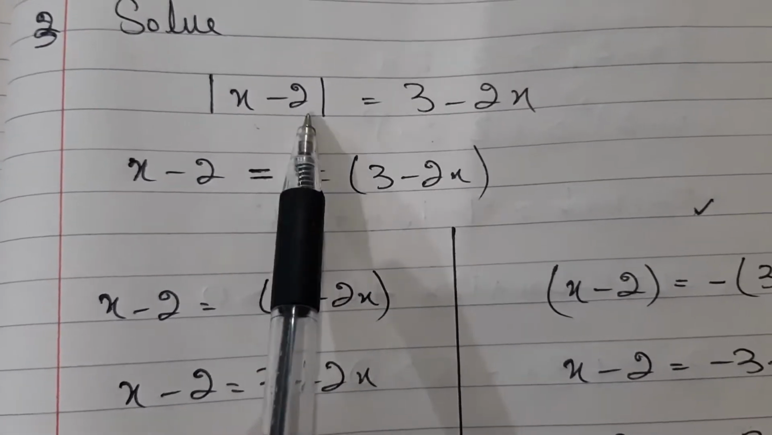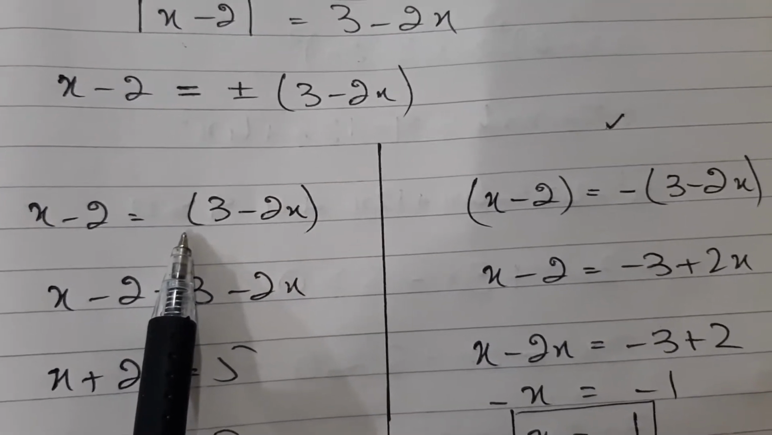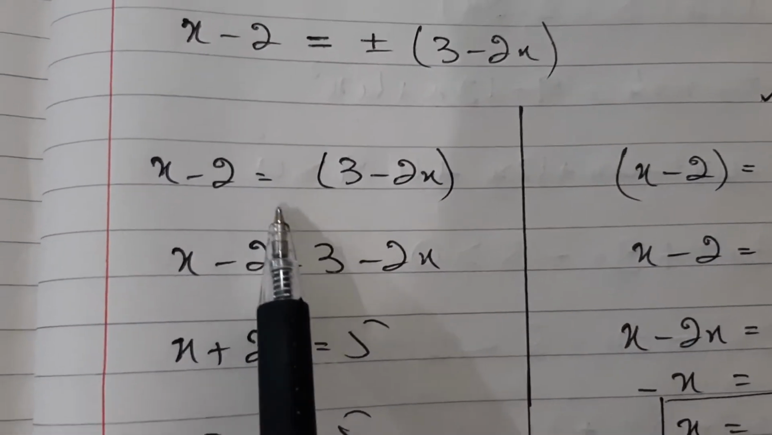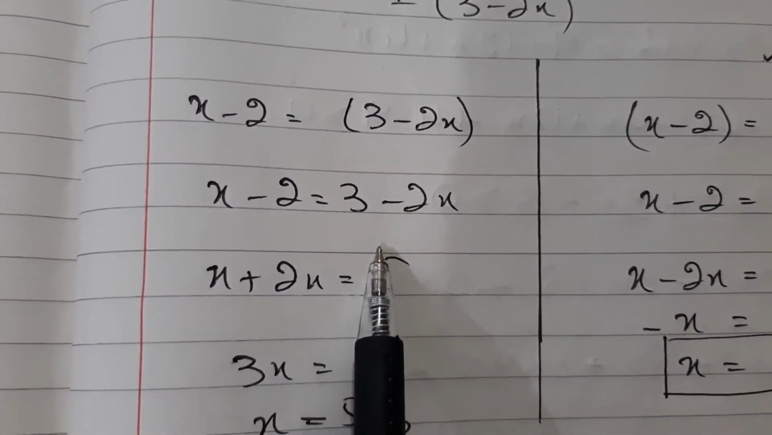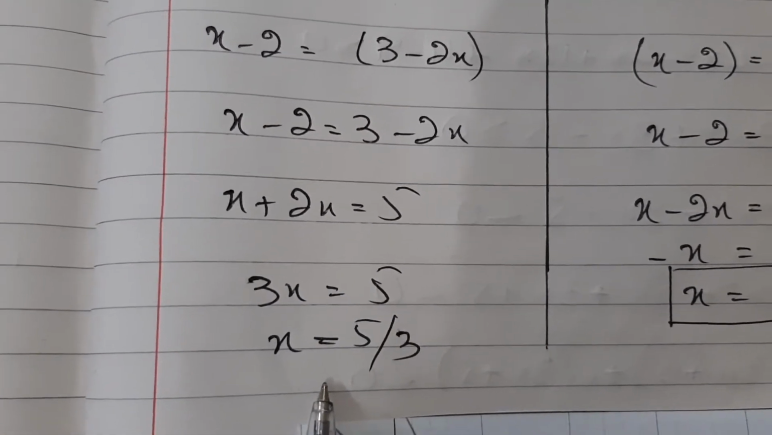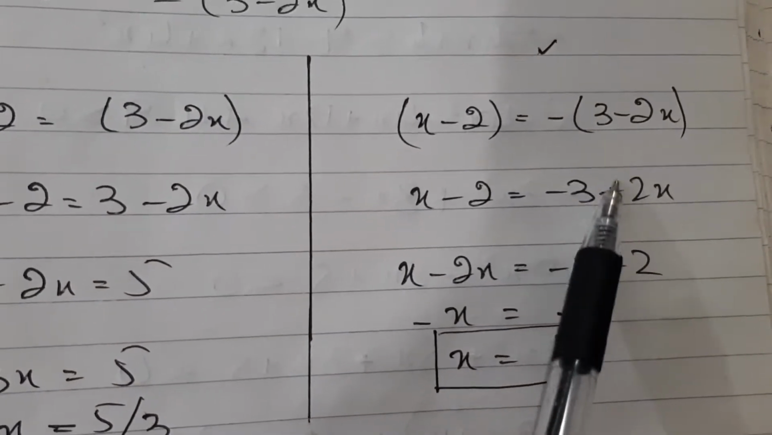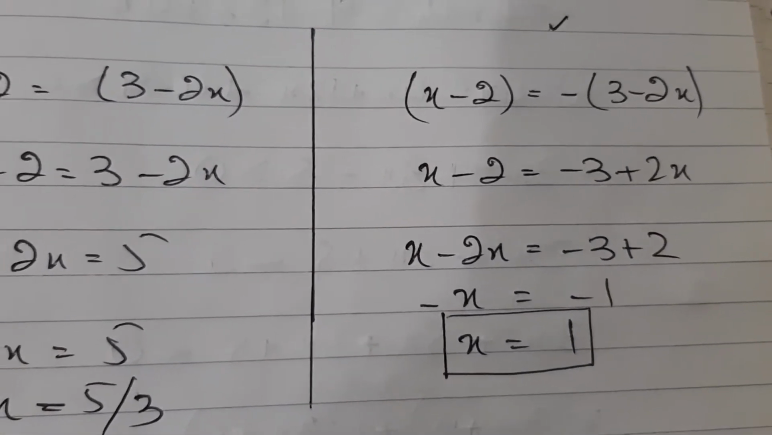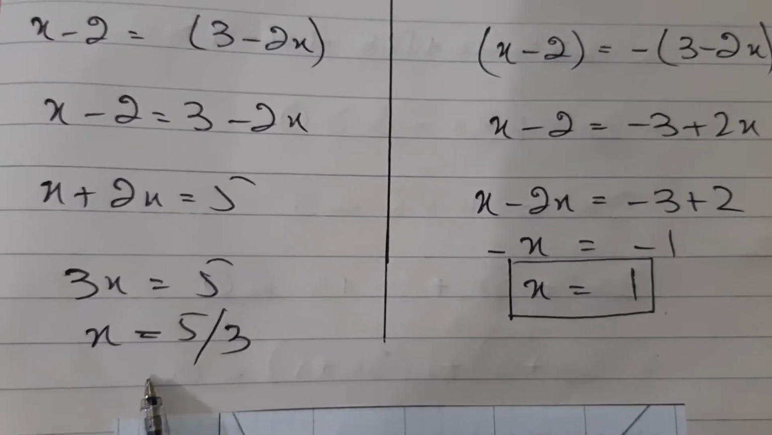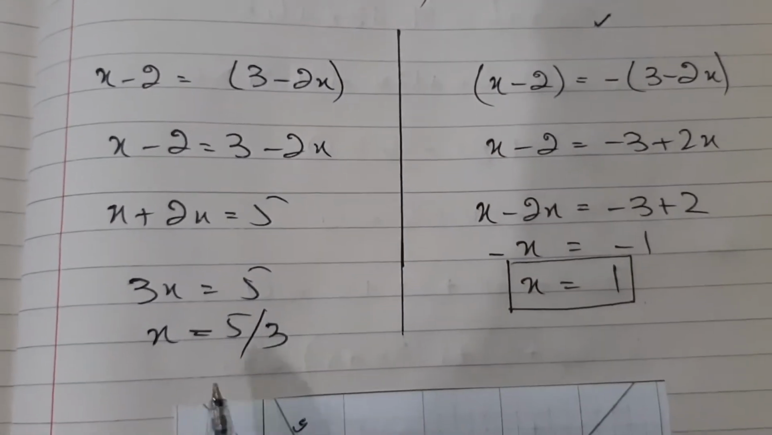Okay, so again I'm removing the modulus and writing plus minus here. One time I will solve it with the plus sign and one time with the minus sign. So let's see the plus one first. Simply opening the bracket and then simple algebra, I got x equals 5 over 3. I hope it is clear. Now I will take it with the minus sign. So it will be minus 3 plus 2x. So my other answer is x equals 1. So it means the curve modulus x minus 2 and the line 3 minus 2x are intercepting at these 2 points.